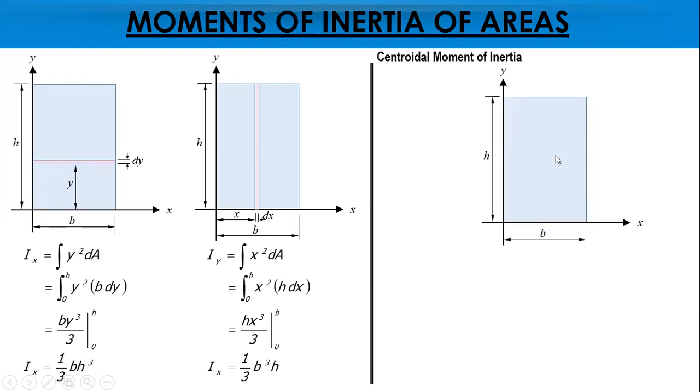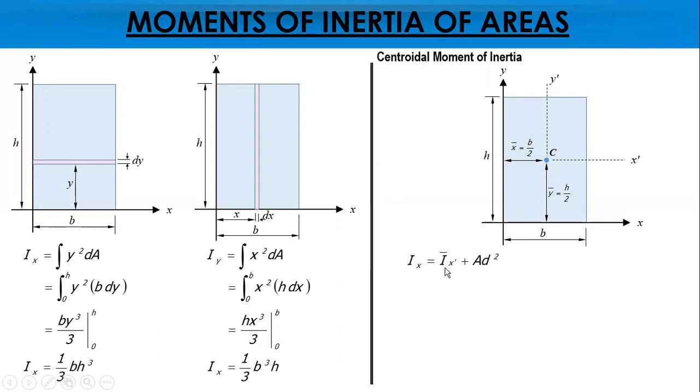Now, for the centroidal moment of inertia, suppose this is the centroid, and this will be our centroidal axes x prime and y prime. This distance is 1/2 of b, x bar, and also y bar, h/2. This is the parallel axis theorem. For this Ix, we already have it: 1/3 bh cubed.